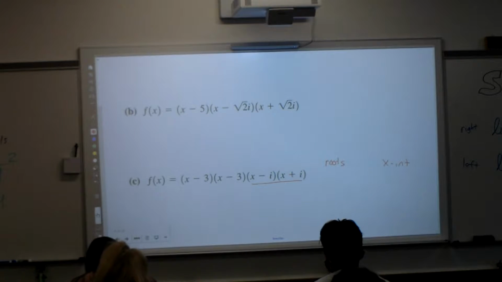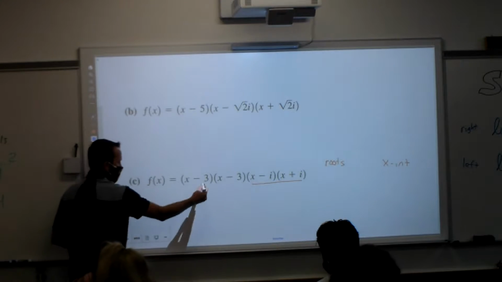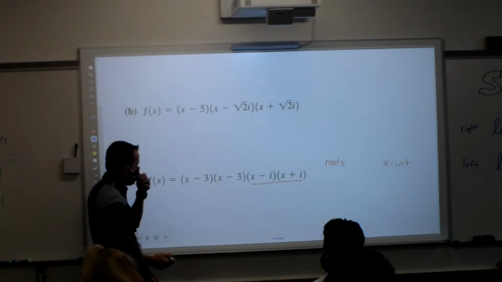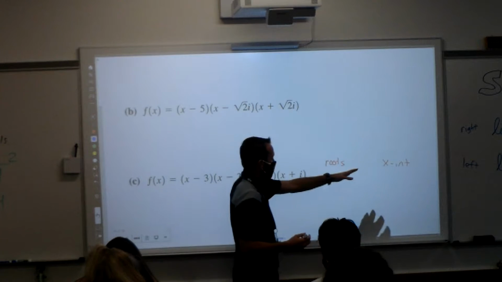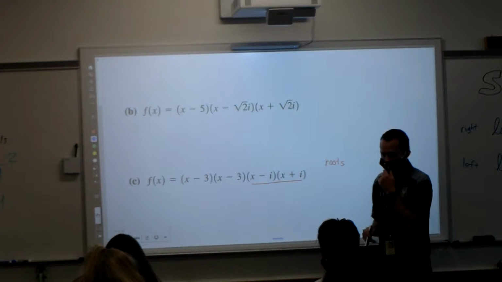Turn each of those parentheses into 0? Let's start out with just right here. What would turn this into 0? We will do that eventually, but right now if we're just trying to get the x-intercepts, we're just saying what makes it be 0. So what would turn that to 0?